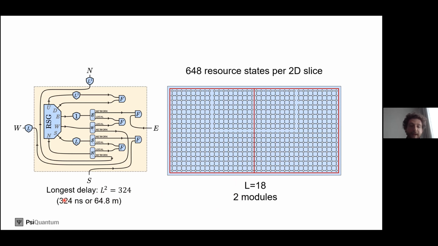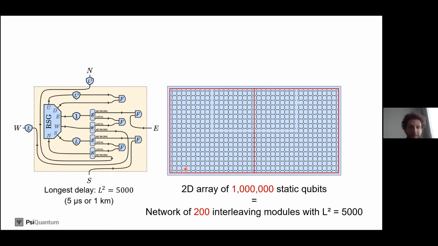The limit is set by how much loss you can tolerate from fiber delays. It turns out that you can push it even further. It's even reasonable to push the longest fiber length to 1 kilometer and beyond, in which case L squared equals 5,000. To reiterate what this means: when you use 1 kilometer long fibers, you can get a resource savings factor of 5,000. In other words, a quantum computer that's equivalent to a 1,000,000 qubit array of static qubits is equivalent to a network of 200 interleaving modules that use 1 kilometer long fibers.